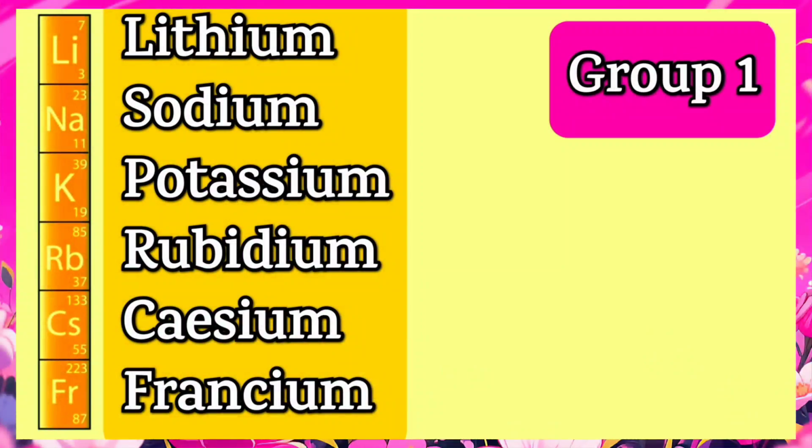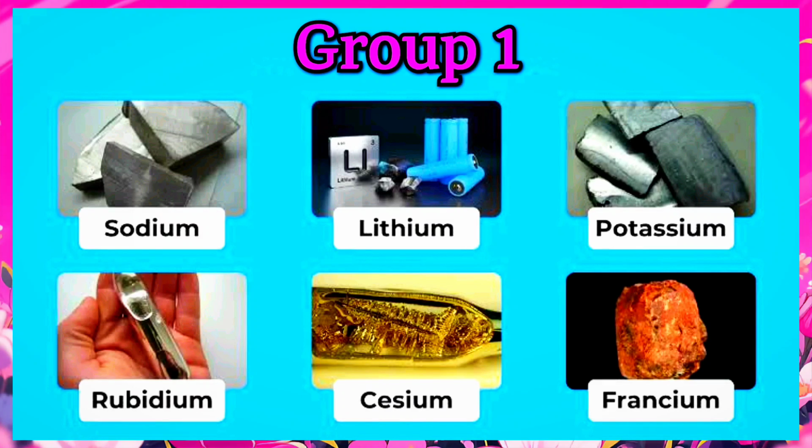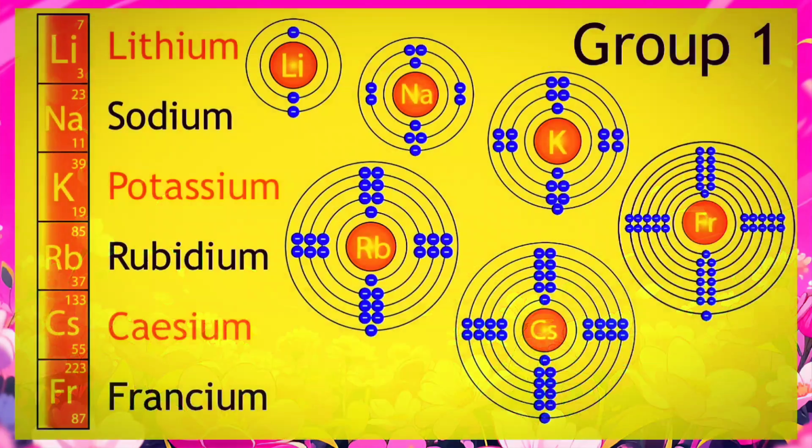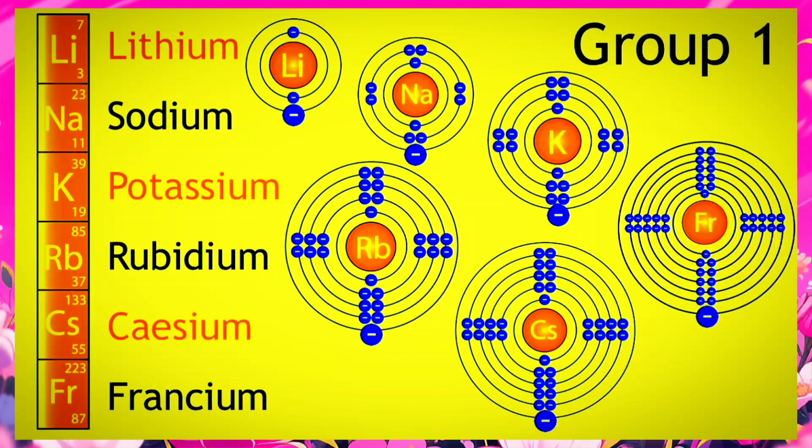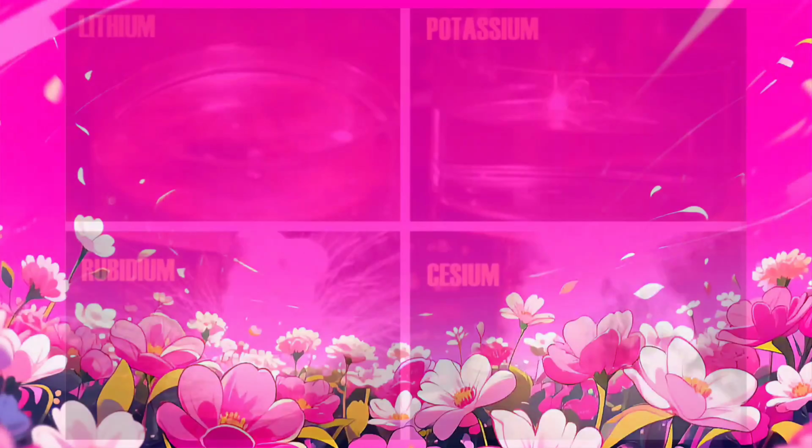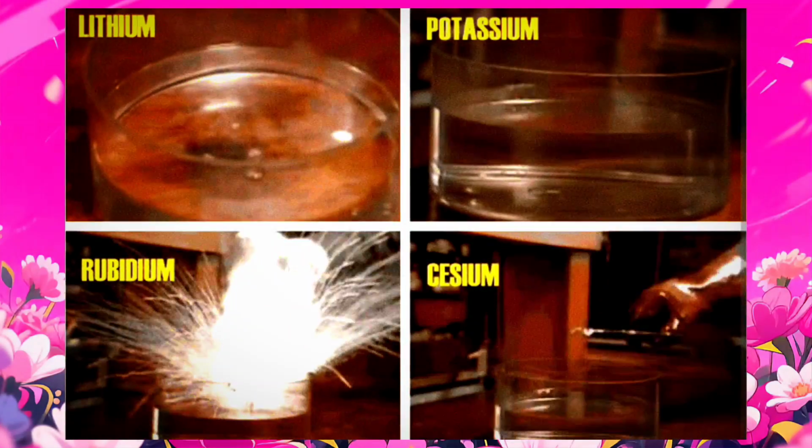Elements in the same group have similar properties and often react in similar ways. Because they have the same number of electrons in their outer shell, elements in a group tend to behave similarly in chemical reactions. For example, group 1 elements are all highly reactive metals.